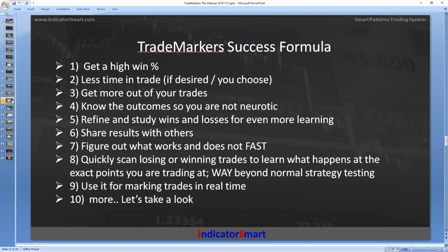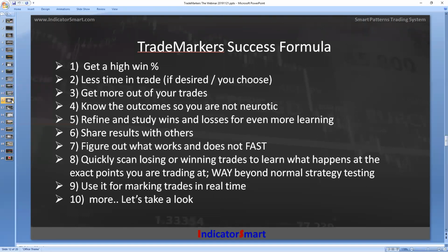So to sum all these things up, we're looking for high win percentage, preferably most of the time, and less time in trade. All these things are a choice, actually. Get more out of your trades if you can, or know that you can if you want to. A lot of times you might choose just to take that quick pop, less time in trade, and have it done, as opposed to holding out for a 40 tick trade or something like that. Know the outcomes so you're not neurotic.